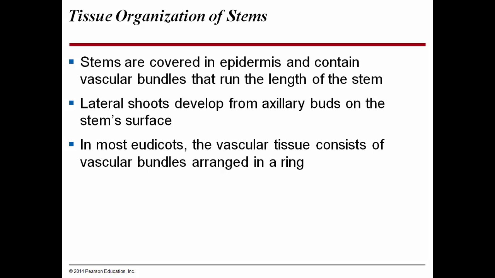Tissue organization of stems. Stems are covered in epidermis and contain vascular bundles that run through the length of the stem. Lateral shoots develop from axillary buds on the stem surface. In most Eudicots, the vascular tissue consists of vascular bundles arranged in a ring.